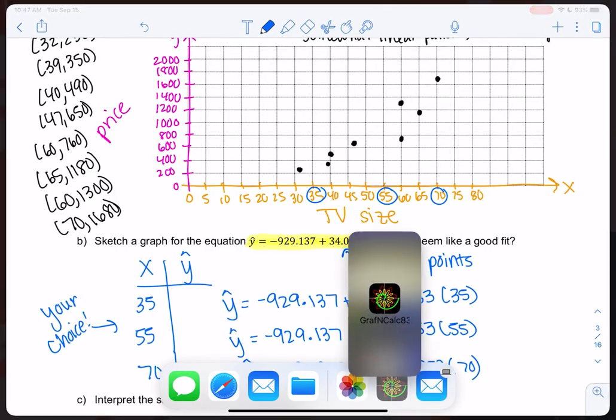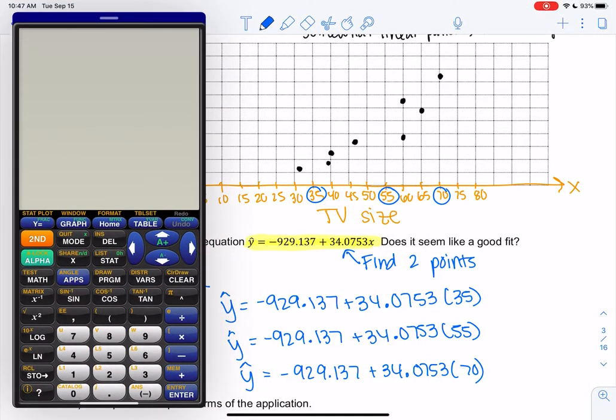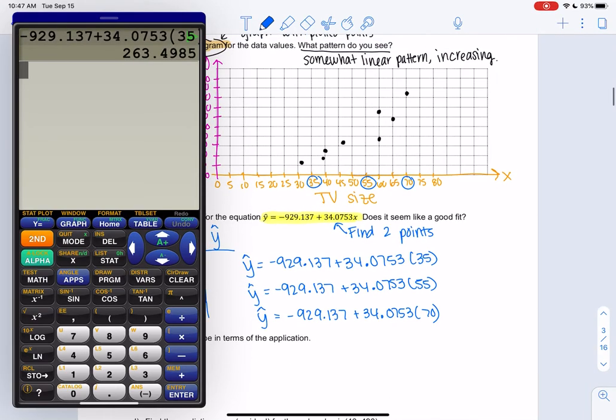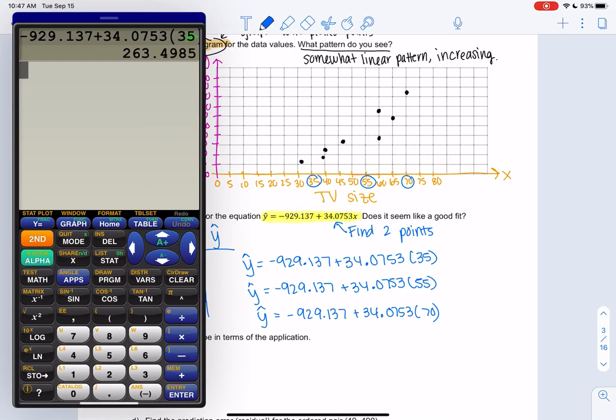So let's use a calculator. This is where second enter is really nice. So make sure you hit the negative sign, 929.137. Just do everything at once. This is why we're using these calculators, times 35, enter. And we get 263. Because we're just plotting on the graph, decimals don't really matter. But if you want to keep it right, it would be 0.5. 49 would round up to 5.